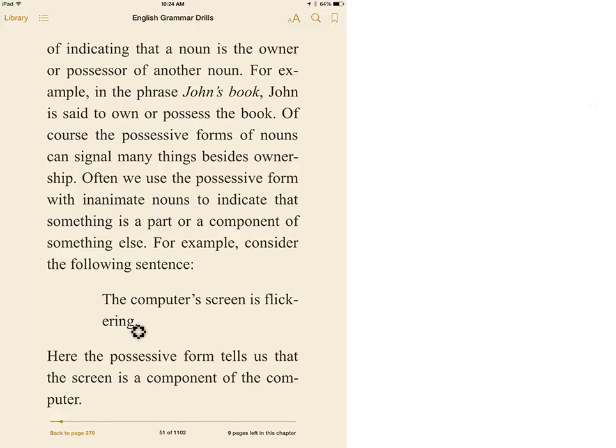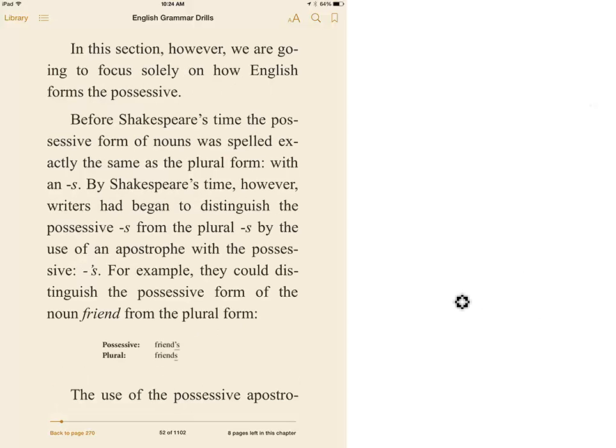Okay, so here are the possessive forms. Here the possessive form tells us that the screen is a component or a part of the computer. Okay, so we're going to talk about a couple things here, and you can read this little thing about how possessions came along, because they didn't always used to be used in English. This is kind of an interesting read, but to make English more clear, they decided to be able to show possessive with an apostrophe, okay? So I'm going to go through this really quickly.